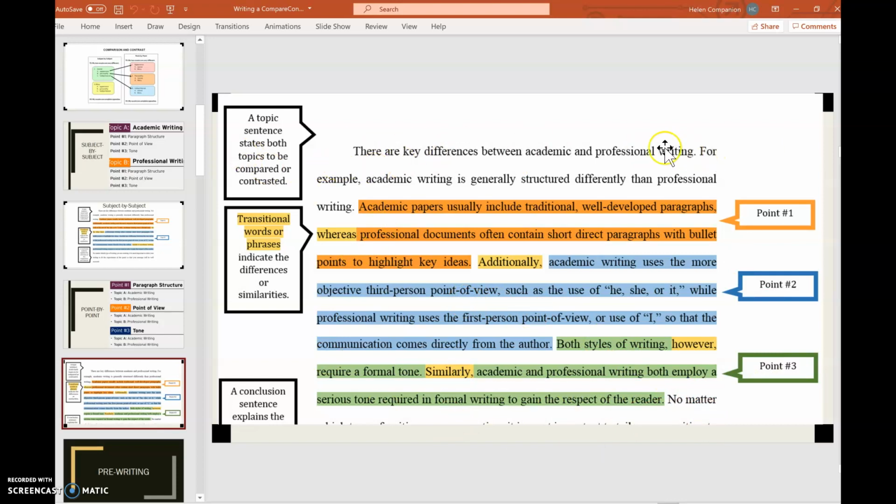So topic sentence here, point 1 talks about paragraph structure. Point 2 talks about point of view in both types of writing, and point 3 talks about tone in both types of writing. And you have transition sentences, words and phrases, same as before, topic sentence, and conclusion.